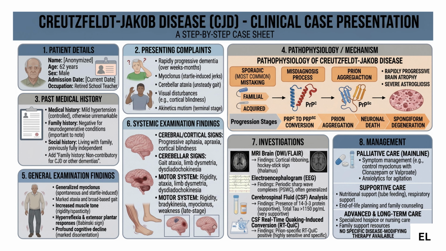The most prominent symptom in this patient is rapidly progressive dementia. Unlike Alzheimer's disease, which progresses gradually over many years, CJD often progresses over weeks to months. Patients may initially experience subtle memory problems, confusion, and difficulty concentrating. However, these symptoms rapidly worsen, leading to severe cognitive impairment.